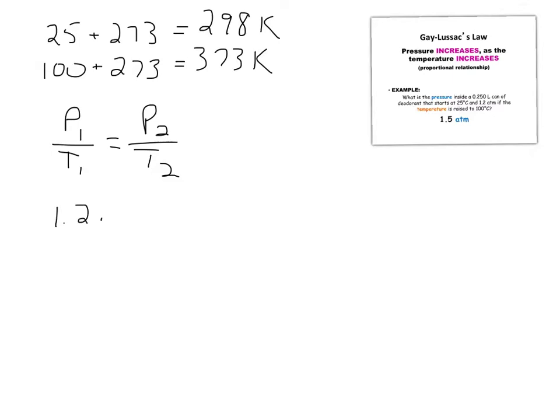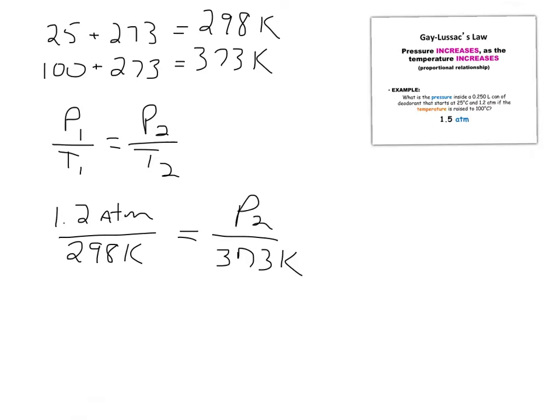You're starting at 1.2 atmospheres. And the temperature is 25 degrees Celsius, which we already calculated to be 298 Kelvin. And we are changing the temperature here to 100 degrees Celsius, or 373 Kelvin. But we don't know what pressure this would be at. So we solve for P2, and it comes out to be 1.5028 atmospheres. With correct sig figs, it's 1.5 atm.